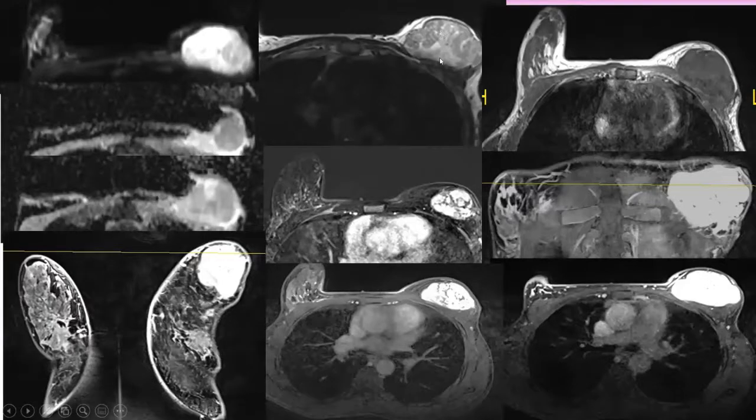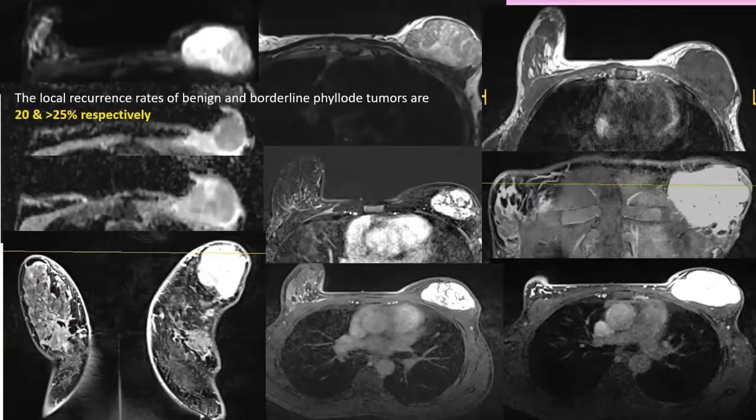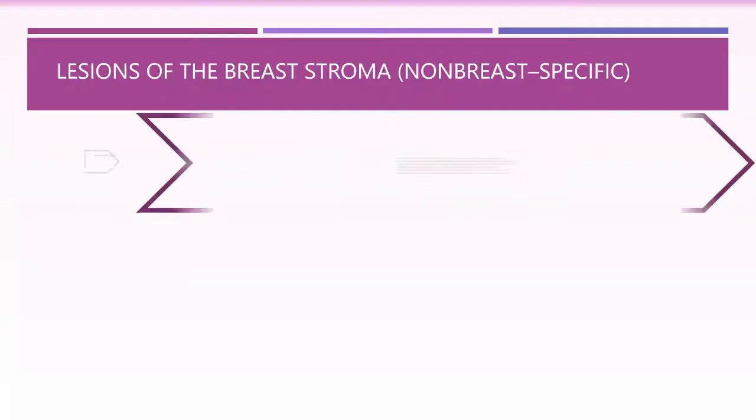Now it is of intermediate heterogeneous signal intensity and demonstrates multiple non-enhancing septa within the lesion, and is circumscribed. And here it also demonstrates, this time, restricted diffusion, while the first one did not. And still it was a phyllodes tumor, and the recurrence rate even in the benign and borderline is 20 and 25 percent respectively.